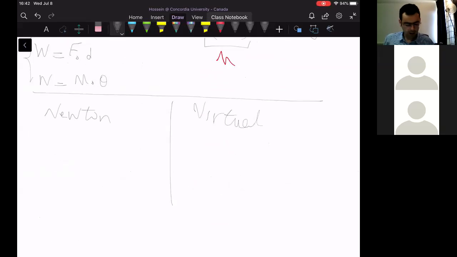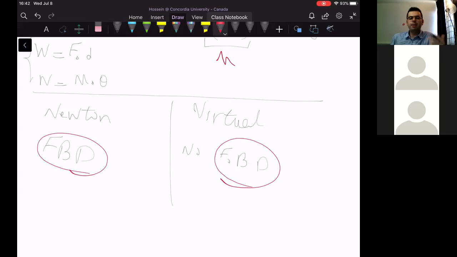Typically in Newton's law, you have to plot a free body diagram, but in virtual work it is not necessary, there is no need for a free body diagram generally. But in the exam, try to always draw a free body diagram for each problem. It's a good tool to come up with the right answer.